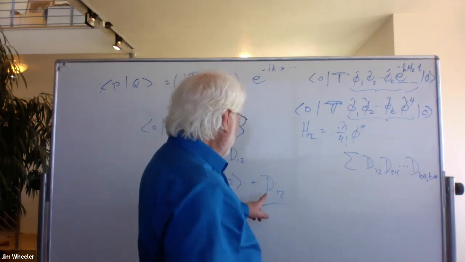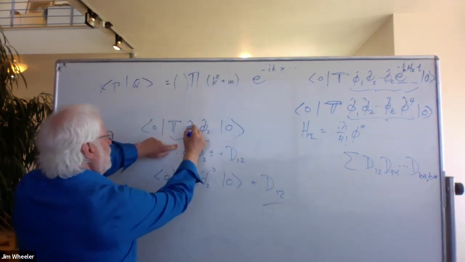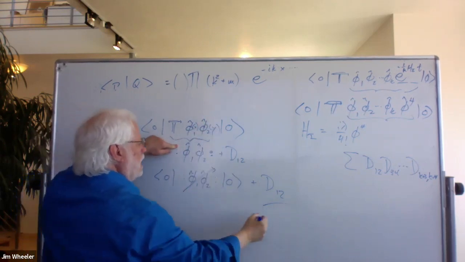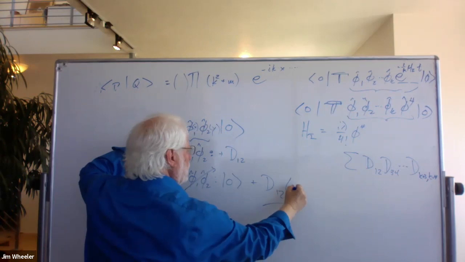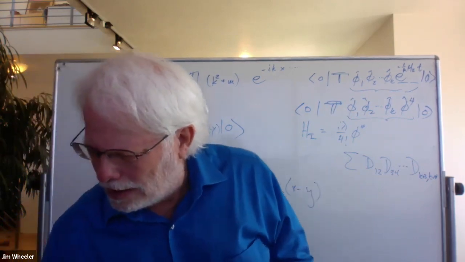Now that's a Green function. If this field is at position X and this field is at position Y, this is going to be D1 at X minus Y.